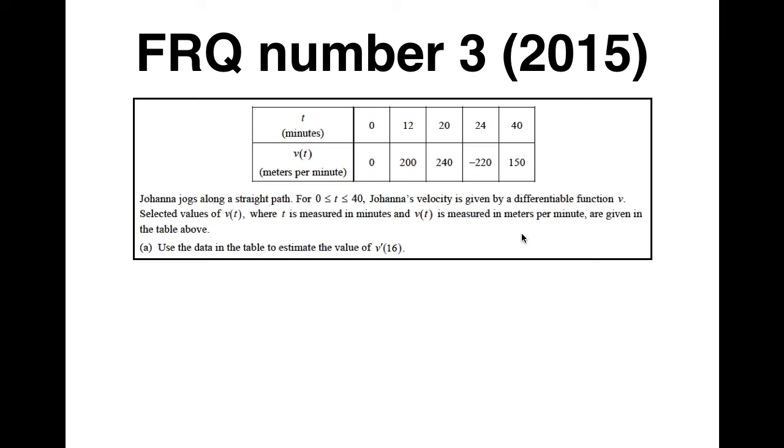So let's see what students did. The first student we will look at wrote v prime of 16 is approximately equal to, and this is rise over run, so 240 minus 200 over 20 minus 12. Then the student simplifies and writes the answer, which is 5 meters per minute squared. Well done to remember to write the units. And that was worth 1 point.